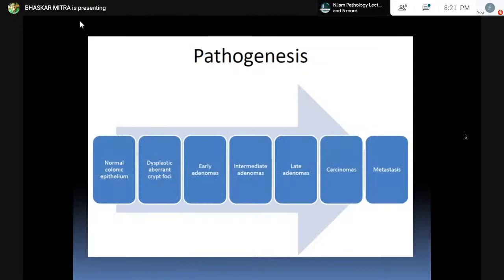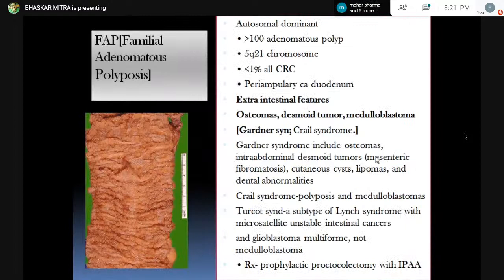Now, they follow the typical adenoma-carcinoma sequence: normal colonic epithelium leading to dysplastic aberrant crypt foci, then forming early adenomas, intermediate adenomas, late adenomas, followed by carcinomas, and ultimately metastatic colorectal carcinomas. First is FAP, familial adenomatous polyposis. This we all know: 5q21, autosomal dominant. They may present with extra-intestinal manifestations like desmoid tumors and medulloblastoma, and may be associated with Gardner or Turcot syndromes, with features like fibromatosis, cutaneous cysts, and medulloblastoma in the Turcot syndrome case. Turcot is also associated with Lynch.